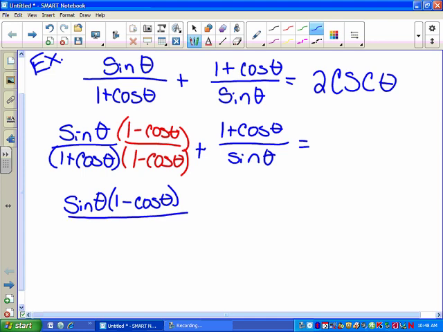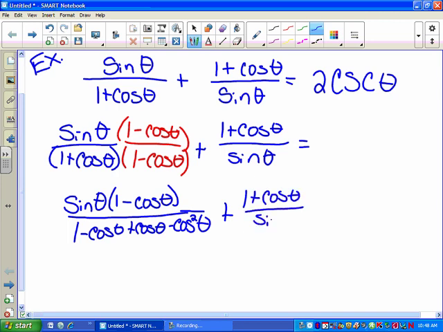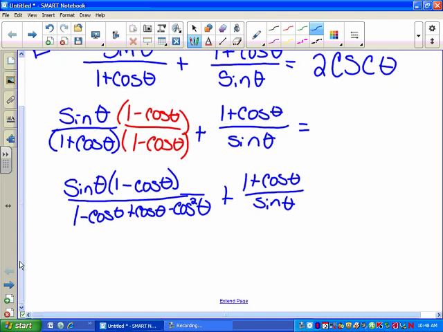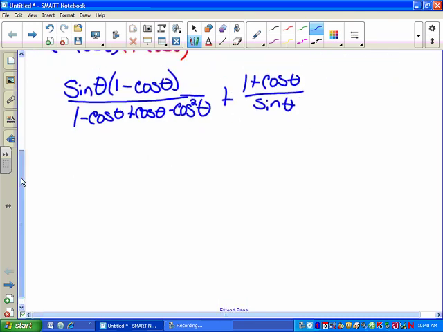When I FOIL conjugates, remember we get 1, and then minus cosine theta and plus cosine theta for the outsides and the insides. And the last would be minus cosine squared theta. And I'm not going to do anything to the second fraction at the moment. Now, I know you're thinking, why in the world would you do that? Well, watch and let's see what will happen here.